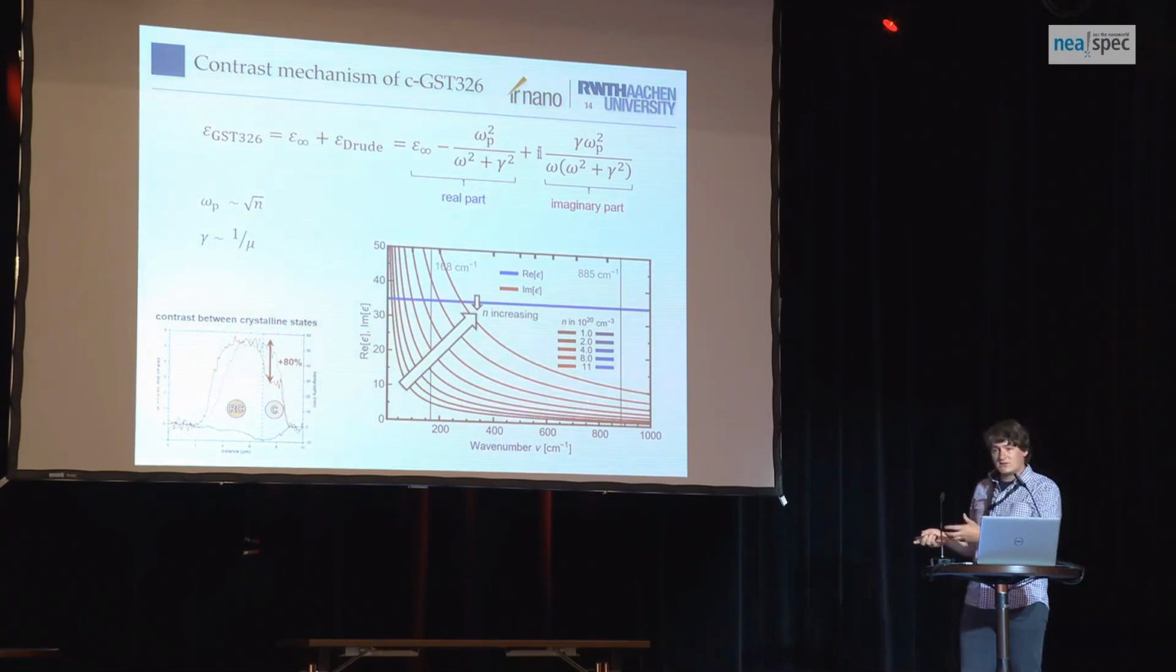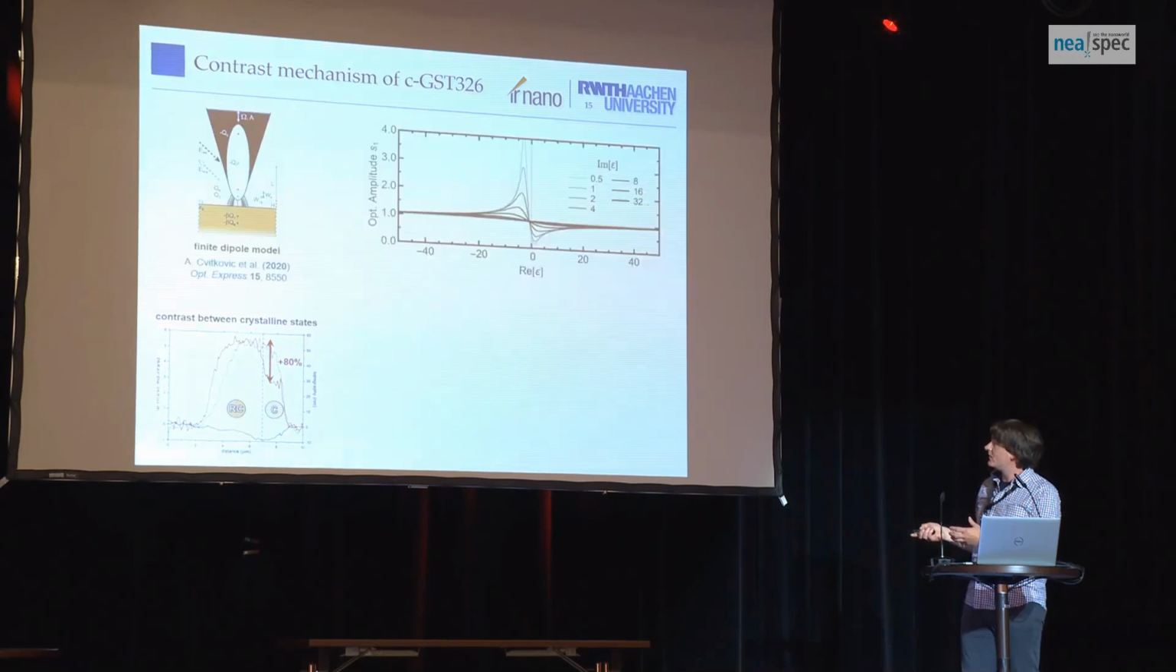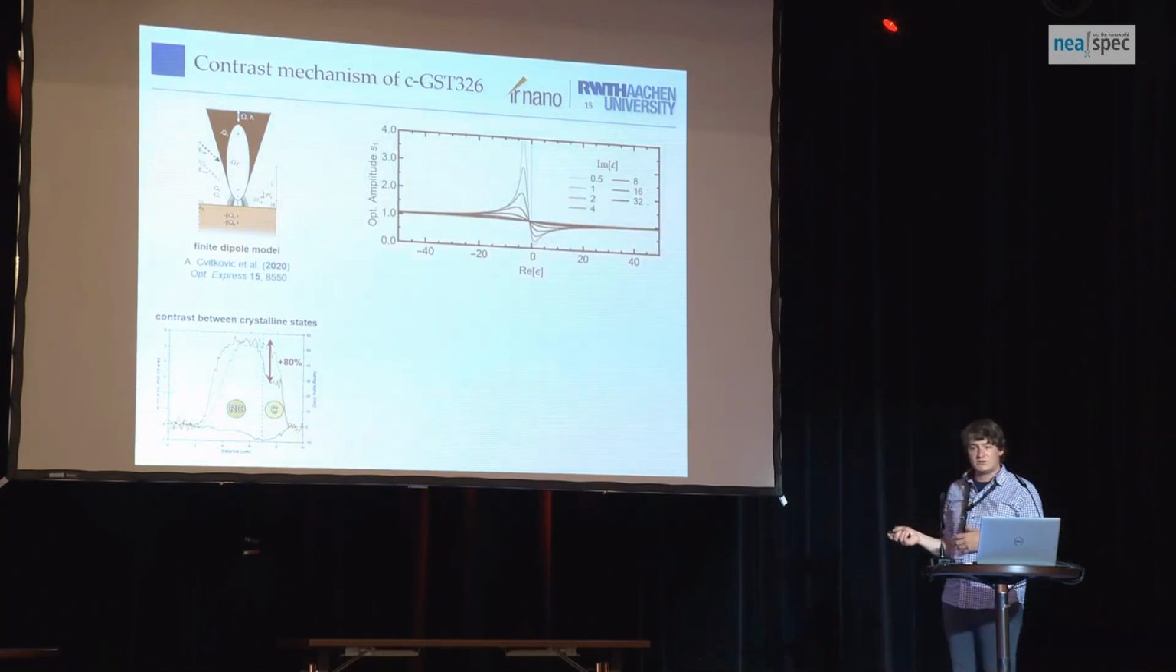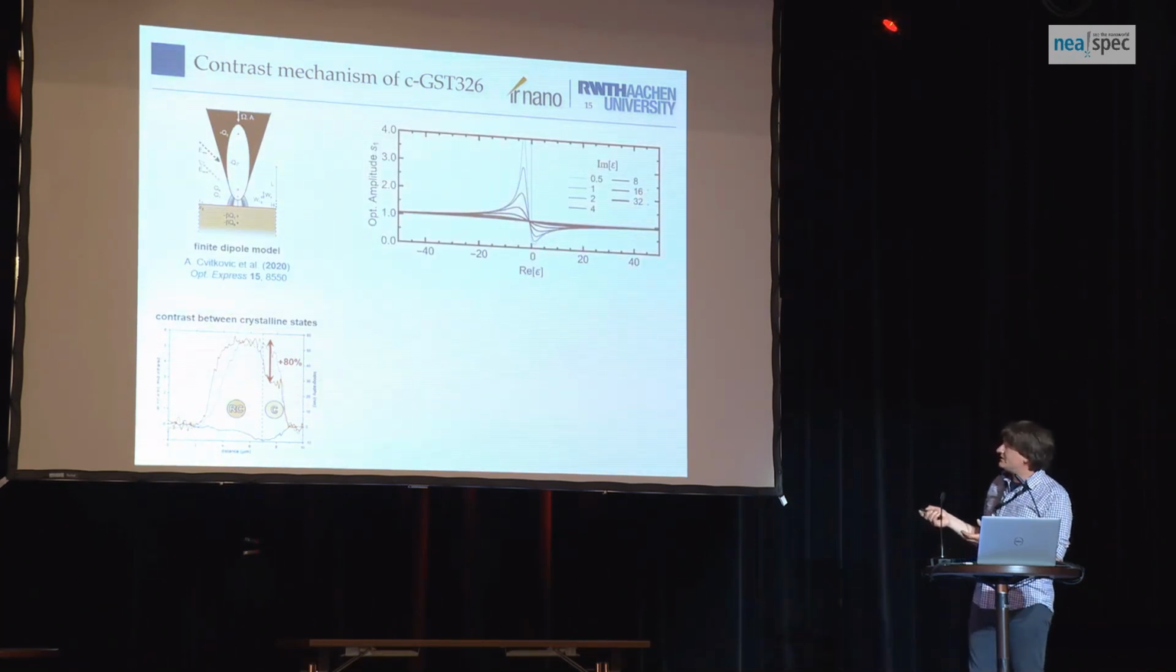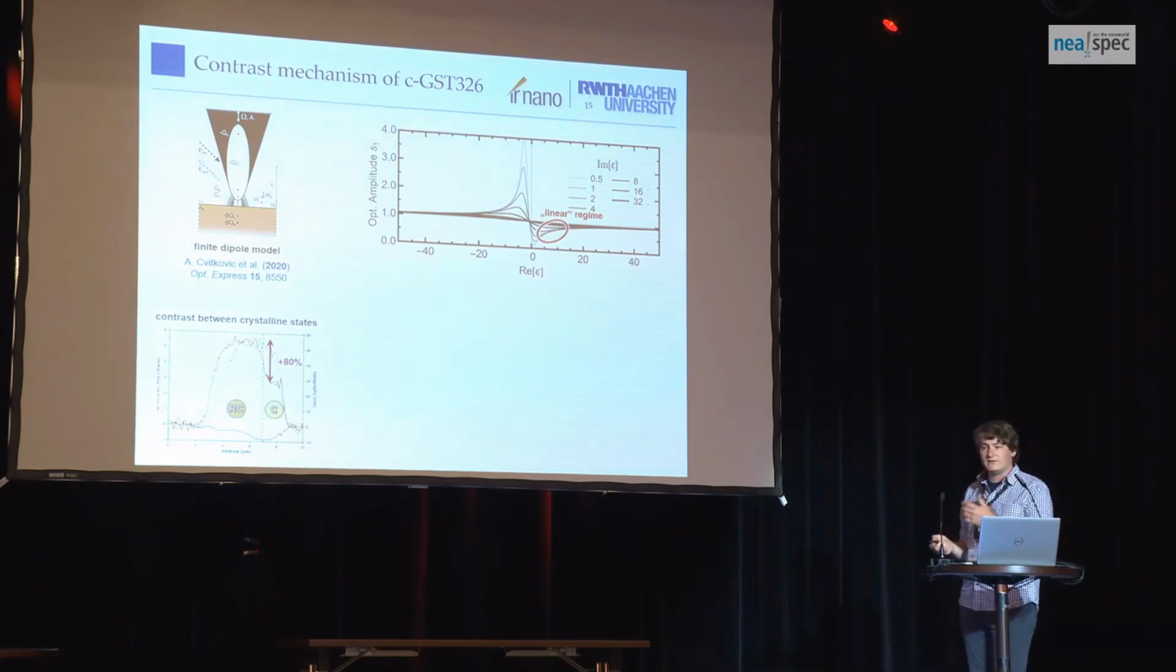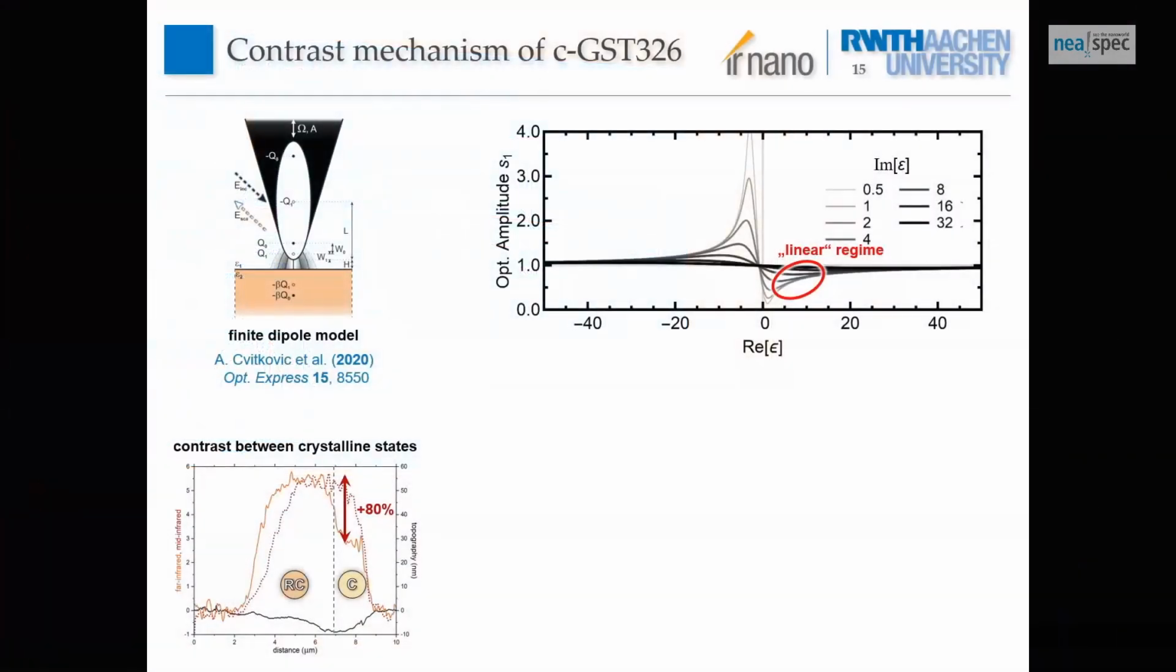So using this as the basis for our SNOM simulations, we can look at the coupling function. Many of you probably know this. This tells us what SNOM signal we could expect, here the optical amplitude, for different dielectric functions. So the real part is the x-axis here, and the imaginary part is encoded in the curves. And you see here some things that are typically known. There's the so-called linear regime where the signal follows the dielectric function, where all the polymers and the biological materials and so on are.